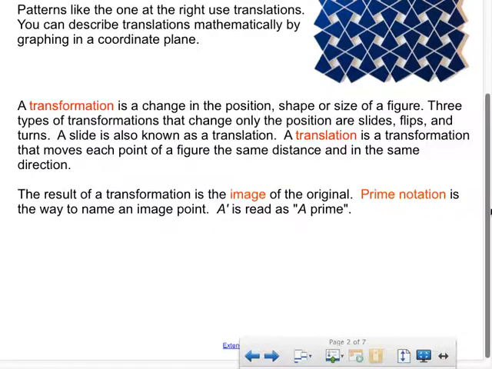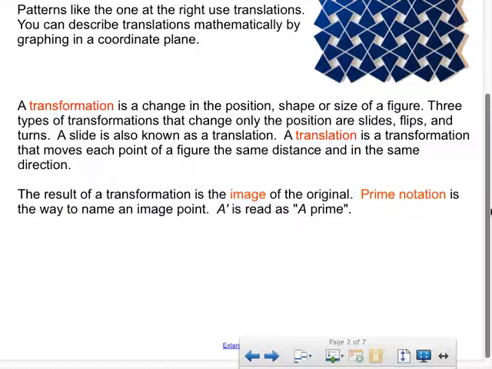A transformation is a change in position, shape, or size of a figure. 3 types of transformation that change only the position are slides, flips, and turns. A slide is also known as a translation. A translation is a transformation that moves each point of a figure the same distance and the same direction. So let me pause. That's a lot.